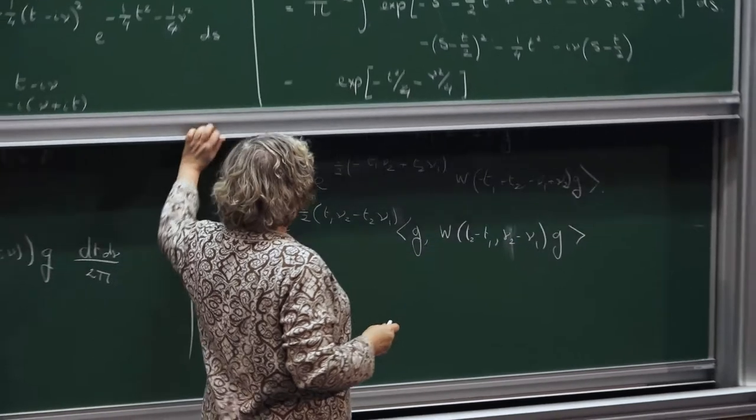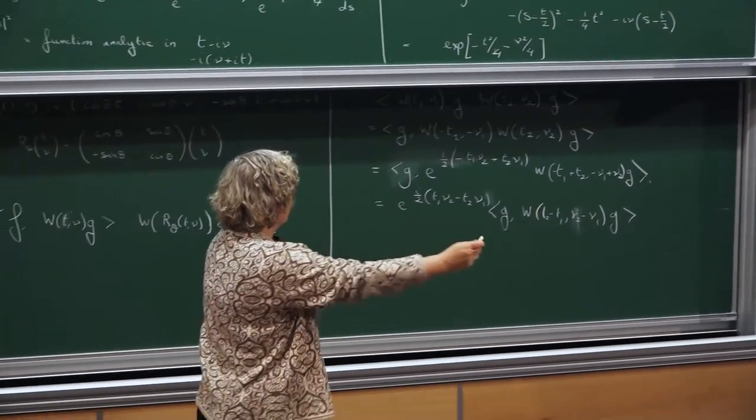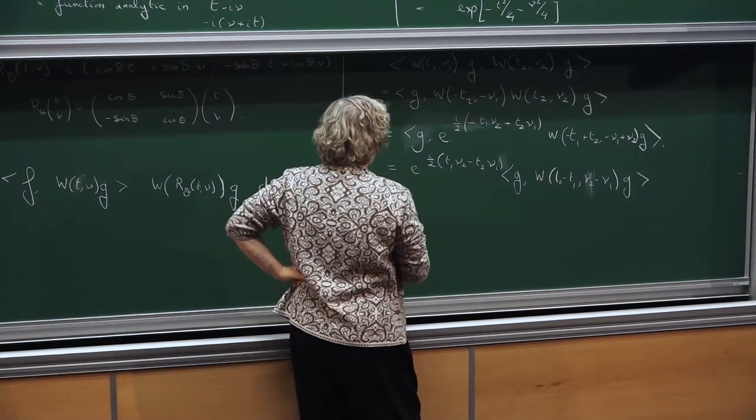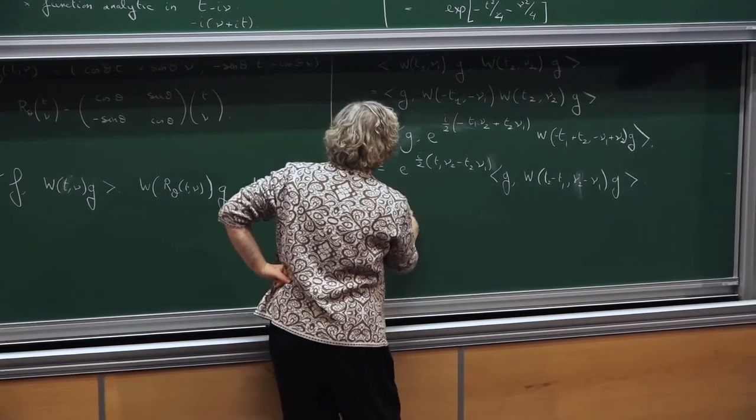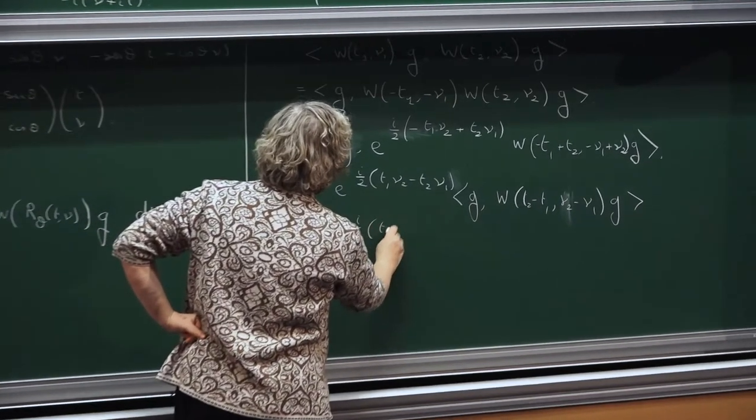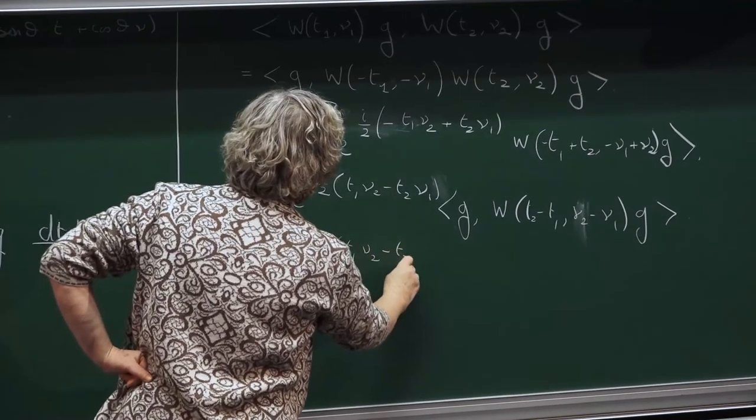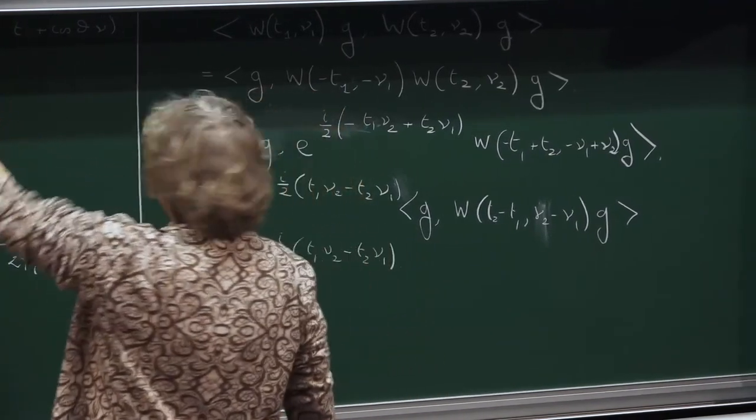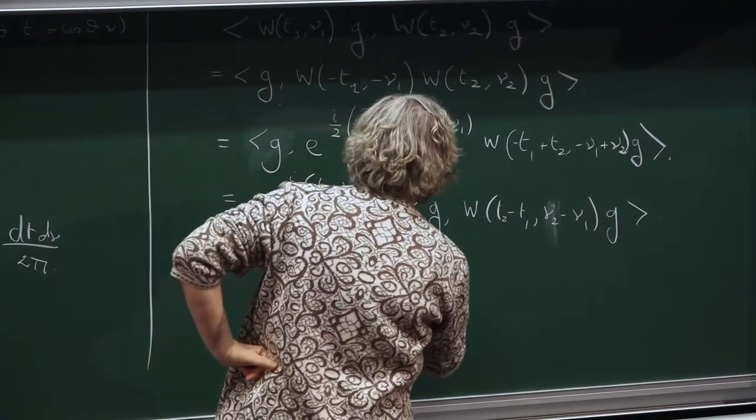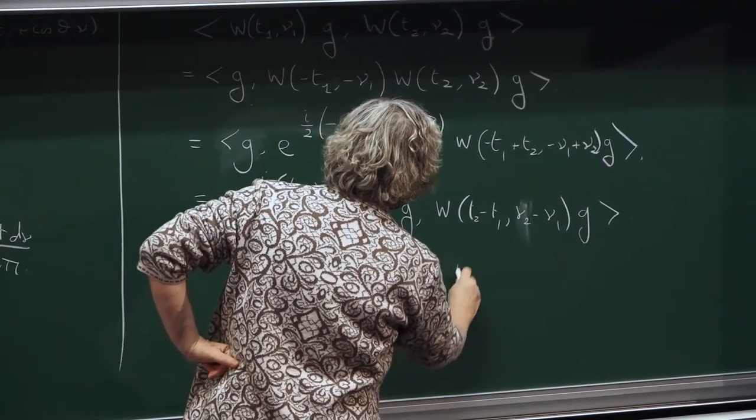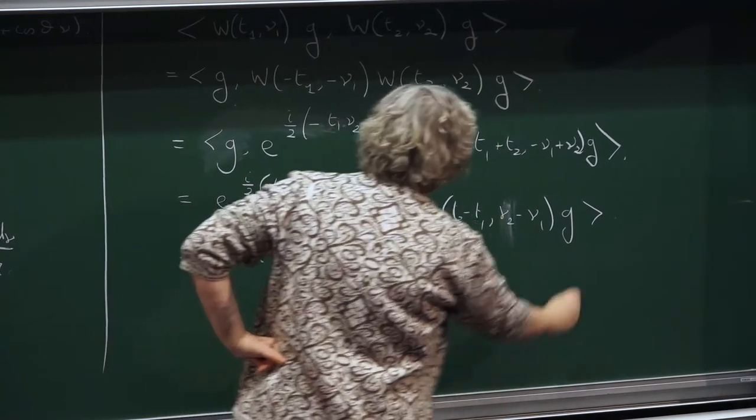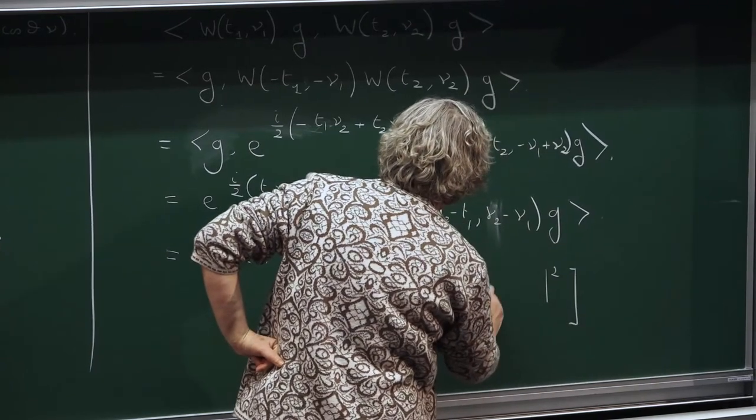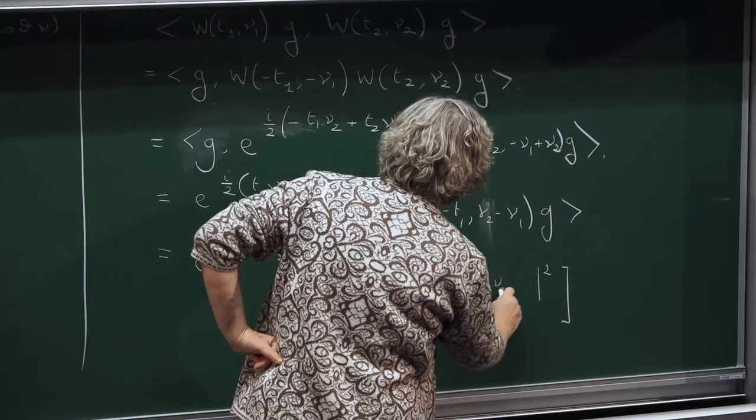So if I plug that in here, then I get e to the i over 2 (t1 nu 2 minus t2 nu 1). And then here I have, with the notation that I introduced over there, the exponential of minus a quarter and then the Euclidean norm of (t2 minus t1, nu 2 minus nu 1).